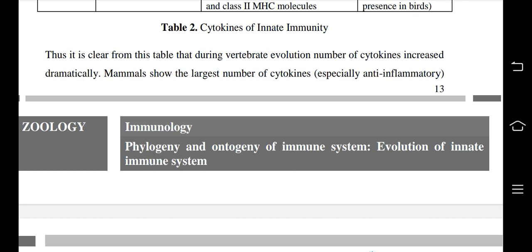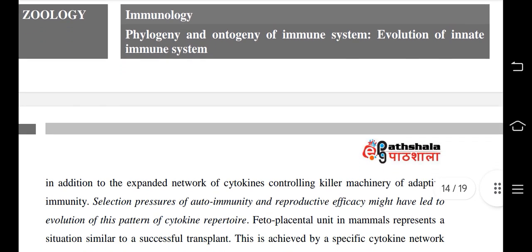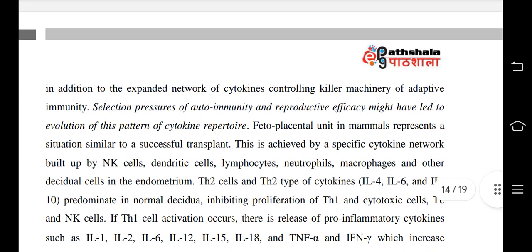Mammals show the largest number of cytokines, especially anti-inflammatory, in addition to the expanded network of cytokines controlling the killer machinery of adaptive immunity. Selective pressures of autoimmunity and reproductive efficacy might have led to the evolution of this pattern of cytokine repertoire. The fetoplacental unit in mammals represents a situation similar to a successful transplant. This is achieved by a specific cytokine network built up by NK cells, dendritic cells, lymphocytes, neutrophils, and macrophages, and other resident cells in the endometrium.